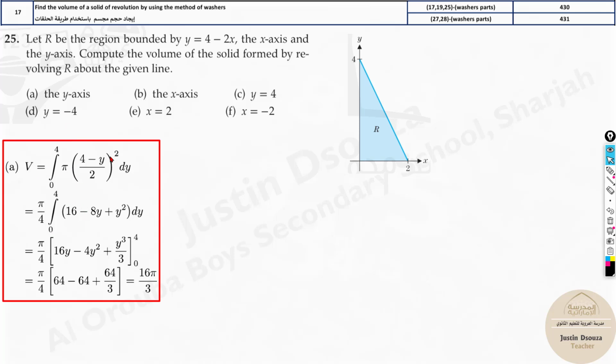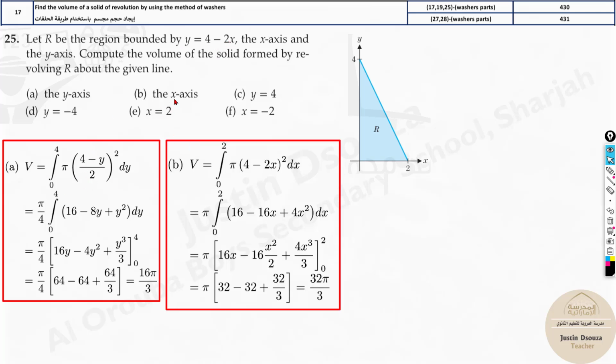Now here you can see some problems. This is a disk problem, but it is very important to understand with respect to what. If it's with respect to y, then whatever the equation is, you need to write it as x equal to, this goes to the other side, 4 minus y divided by 2. So that is what is done. But if it's along the x-axis, then you take the same equation, pi into 4 minus 2x the whole square as it is. These were along the axes, so it will be a disk.